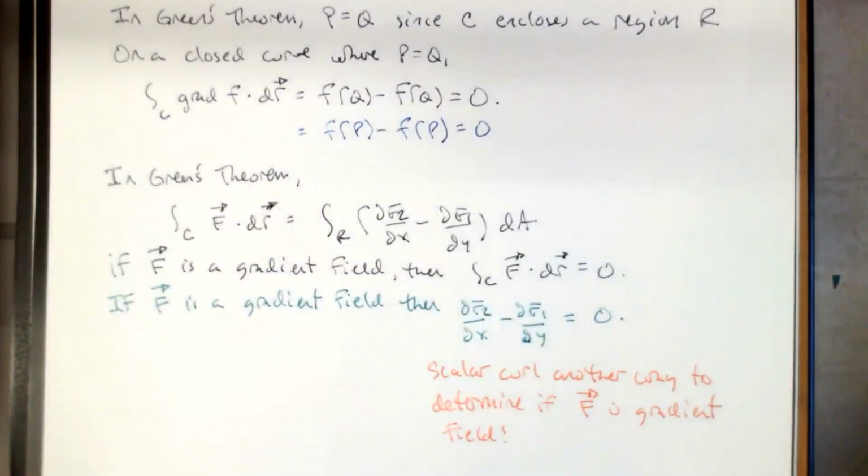So the scalar curl is going to give us another way to determine if f is a gradient field. Take a look at the partial of f2 with respect to x minus the partial of f1 with respect to y. If those two are equal, then we have a gradient.